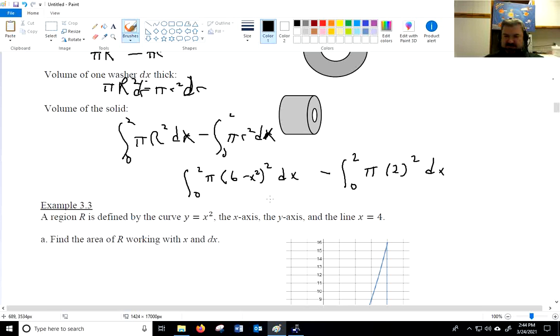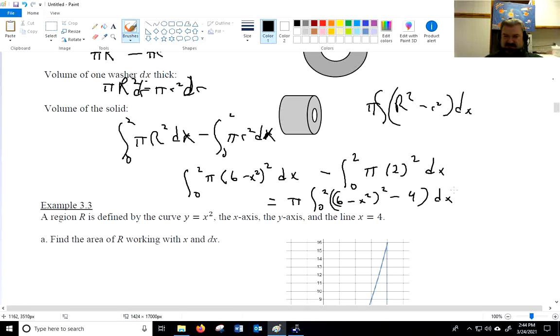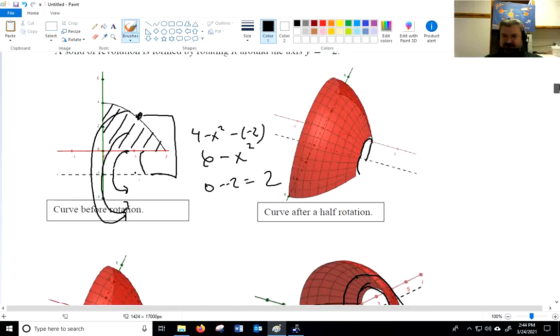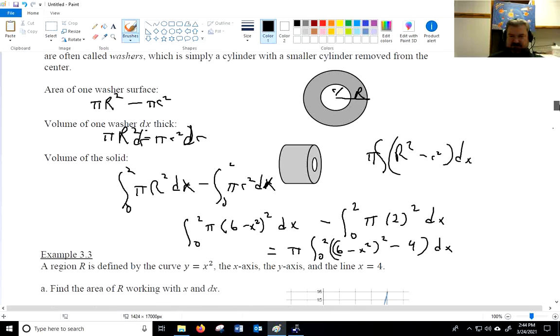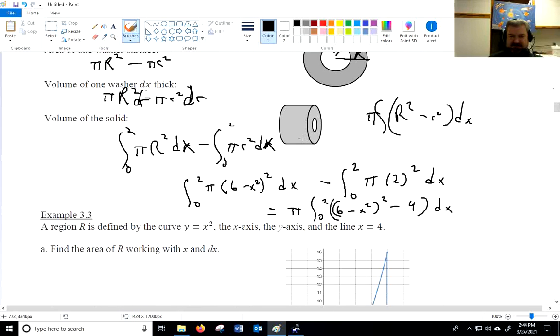All right. So then I want to show you how this is usually written, though. Instead of separating it, you'll usually see most people describe this formula as pi times R squared minus r squared dx. So if we write it in that form, it's pi times the integral from 0 to 2 of (6 minus x squared) squared minus 2 squared dx. So that is how you would find the volume of that solid. And I'm just writing the integral expression on these. I don't think we need to actually plug it in and find it right now.